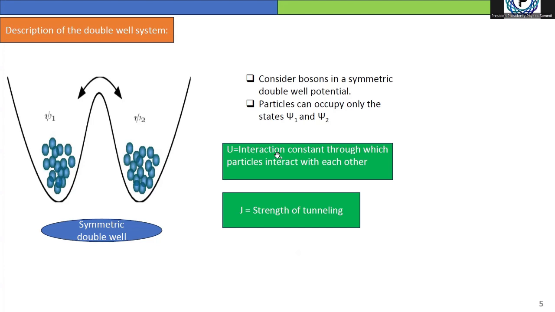No, sir. Actually, here the particles are in their condensed state. They are bosons. They are in their ground state, and there is tunneling. We are comparing that their tunneling is like the Josephson tunneling.